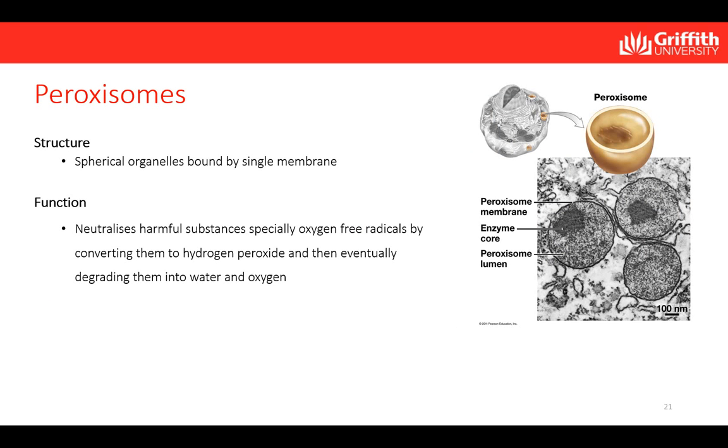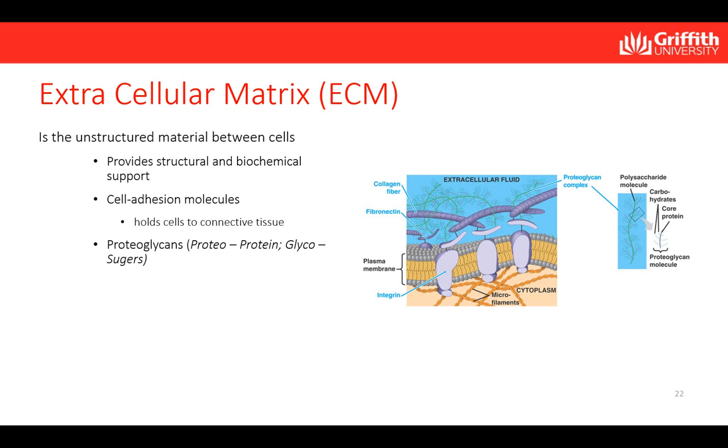Peroxisomes are spherical membranous sacs containing a variety of enzymes. The enzymes within peroxisomes neutralize highly reactive chemicals, such as oxygen-free radicals, by converting them to hydrogen peroxide, and then eventually degrading them to oxygen and water. Peroxisomes are especially numerous in the cells of the liver and kidney because of their role in detoxification.